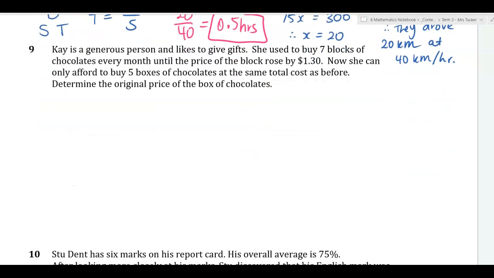Okay, Kay is a generous person, likes to give gifts. If you did not try number 9, that's a bit disappointing. This was not a hard question. You need to give it a crack. You need to be trying these questions.